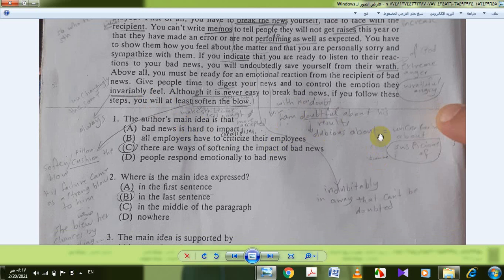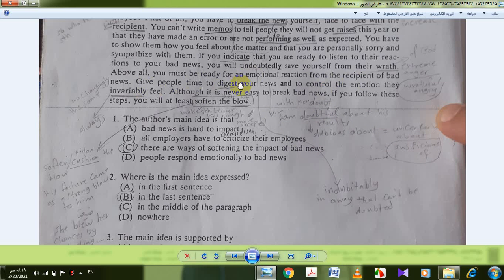I'm doubtful about his results. Doubtful means suspicious. Dubious about, also, dubious about, uncertain about. You can say dubious about or uncertain about, suspicious of. I'm suspicious of him, of his behavior, right? So I'm doubtful about his results. It means dubious about, uncertain about, and suspicious of. All these are synonyms. With no doubt, you will undoubtedly save yourself from the wrath.